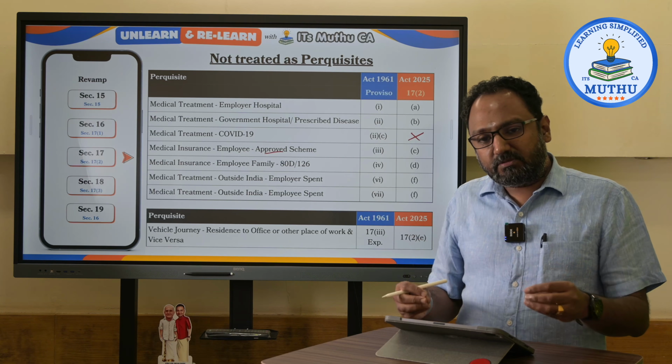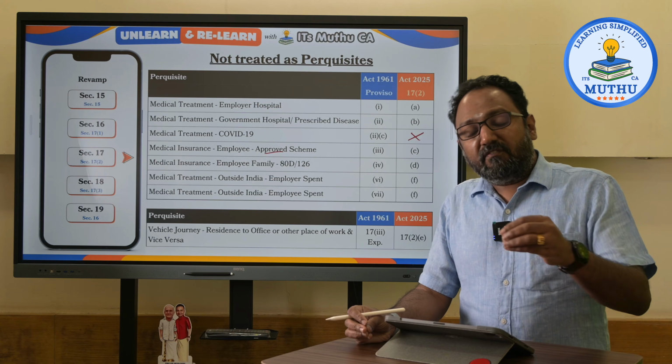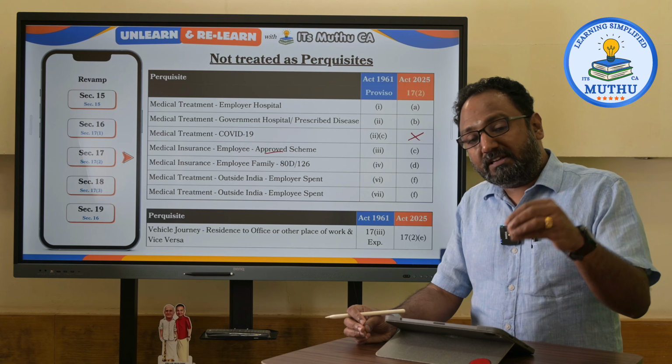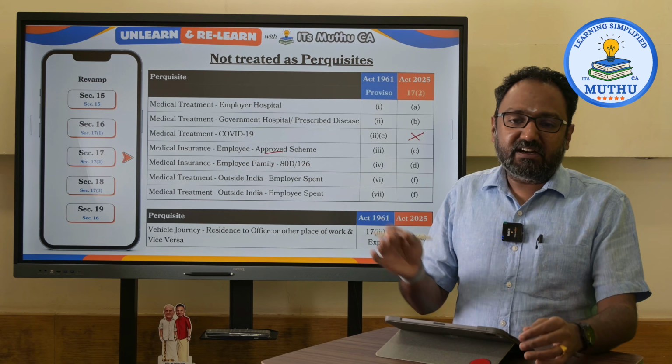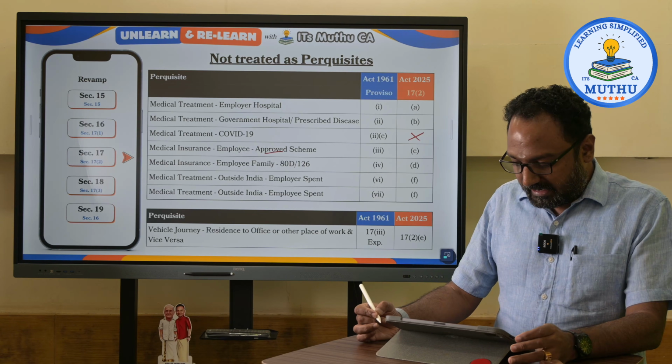So these are all the items which are not treated as perquisites, which were listed as the proviso in 17(2), now in a separate section, 17 subsection 2, for dealing with it, right?